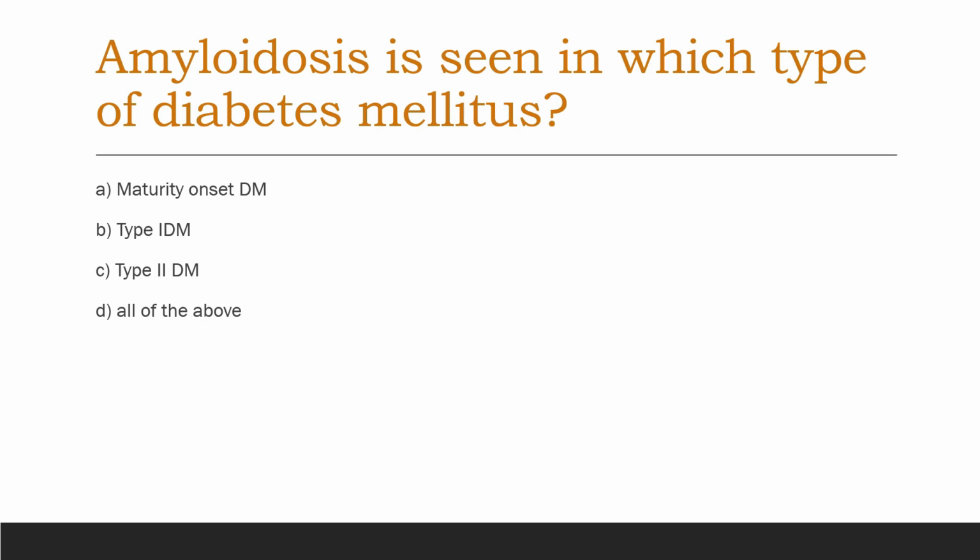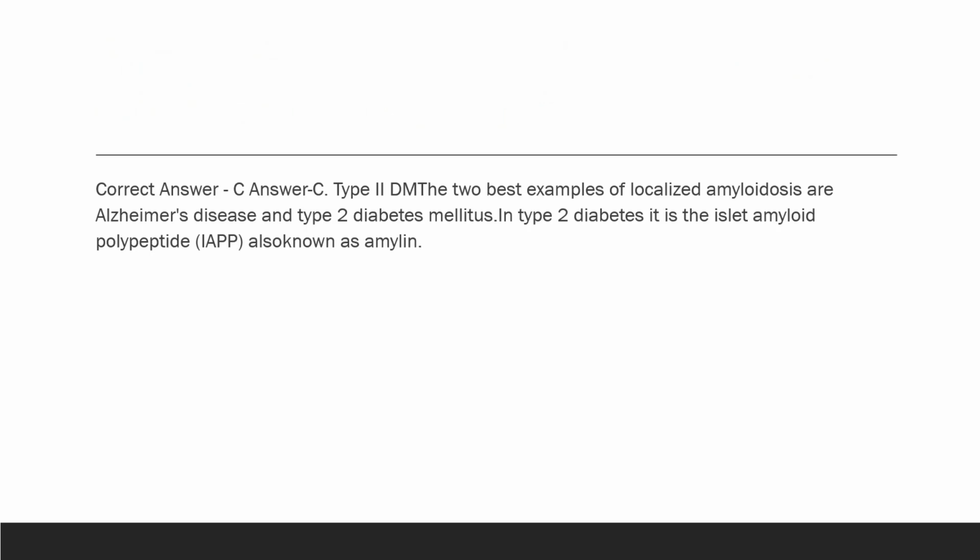Amyloidosis is seen in which type of diabetes mellitus? Options: A, maturity onset of diabetes mellitus; type 1; type 2; or all of the above. The correct option is C, that is type 2 diabetes mellitus. This is because the two best examples of localized amyloidosis are Alzheimer's disease and type 2 diabetes mellitus. In type 2 it is the islet amyloid polypeptide, also known as amylin.